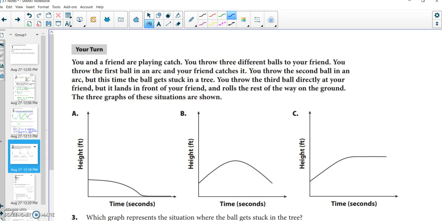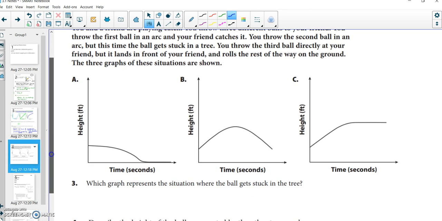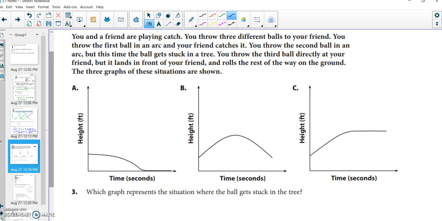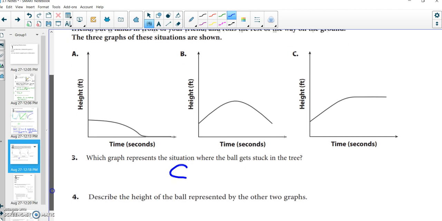So it said a friend and you are playing catch. You throw the ball, throw the second ball in an arc, and this time it gets stuck in a tree, and then you throw the ball directly at your friend, but it lands in front of your friend. So if you're looking at this, which graph represents the situation where the ball gets stuck in the tree? When the ball gets stuck in the tree, that would be graph C. It goes up high, and then it never comes back down.